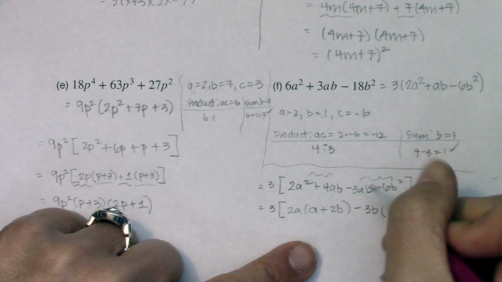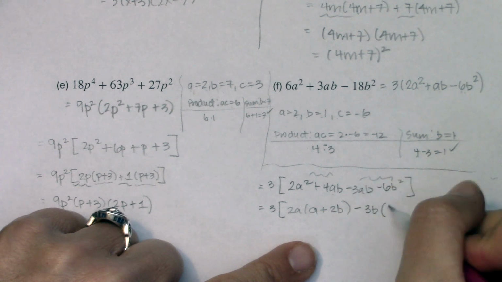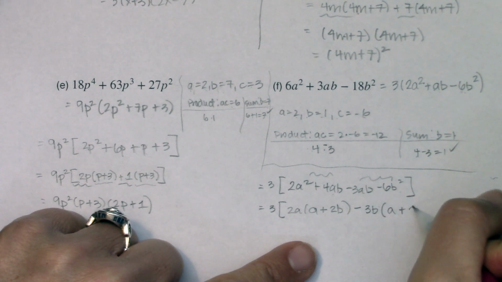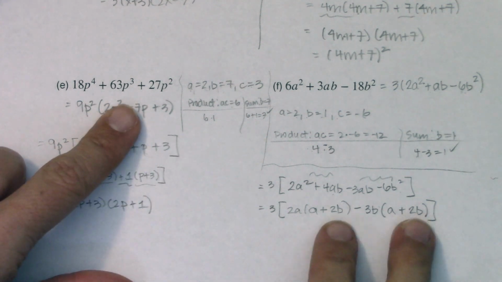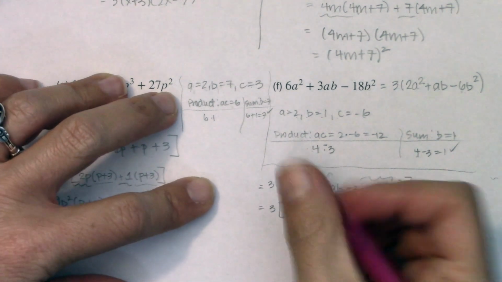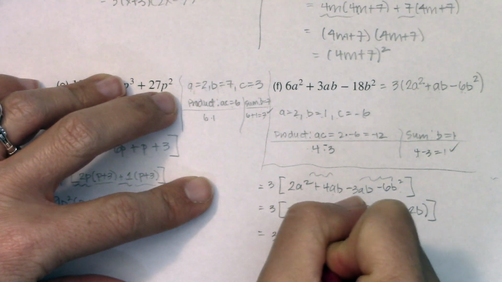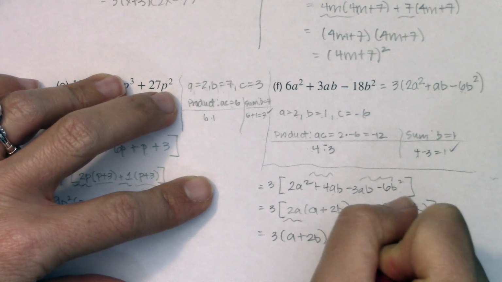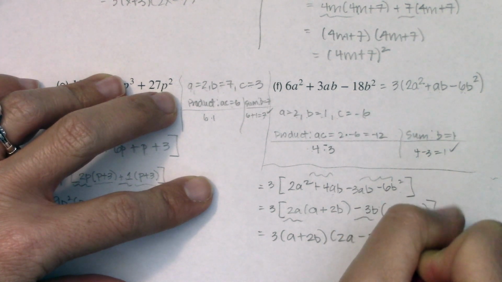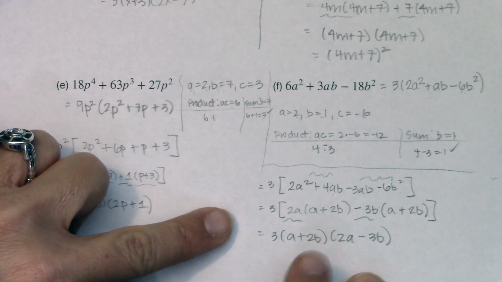And when I get left with that, right, if I factor out the negative 3b, I have an a plus 2b. Great, because that binomial is matching. That's always a good sign. So I'm going to factor that out. So I have 3, I have a plus 2b, and what do I have left? 2a minus 3b. All right, that is a beast, but we got there.